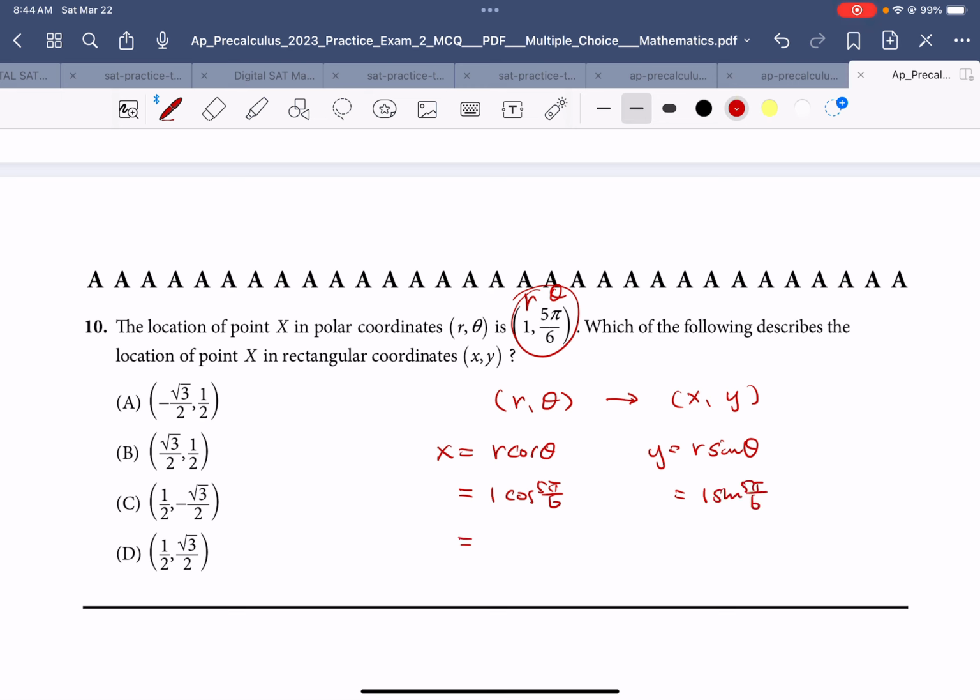So cosine 5 pi over 6, which is in the second quadrant, so that should be a negative value. So we can already choose this, right? That's the only negative value. Cosine 5 pi over 6 is negative root 3 over 2. And sine 5 pi over 6, that's a positive value. Referencing pi over 6, which is 30 degrees, sine 30 is 1/2. So the answer is A. Okay.